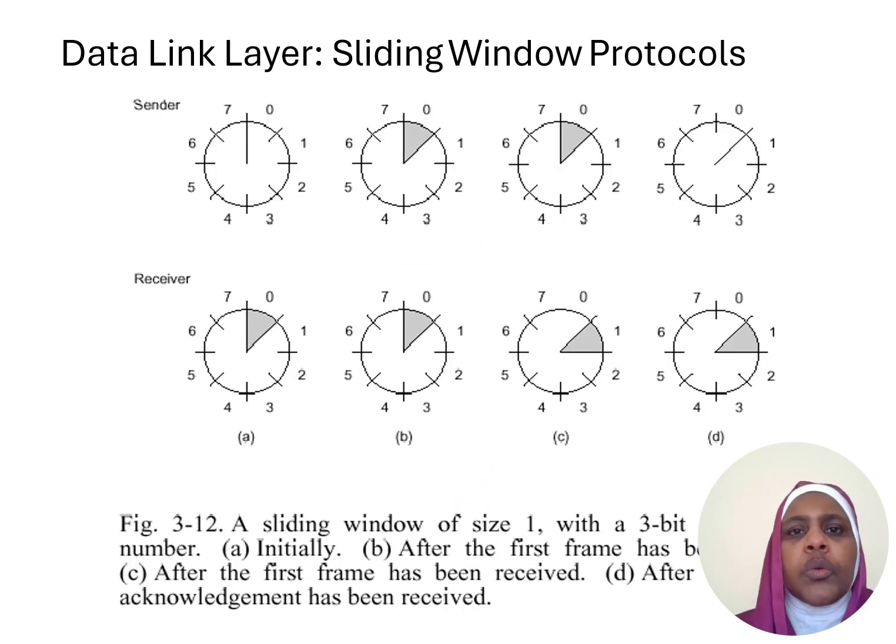This is an example for a 1-bit window with a 3-bit sequence number, that's to say from 0 to 7. At first, there is no outstanding frame at the sender, and the receiver window indicates that it's waiting for frame 0. In the second part, the frame was sent to the receiver. At the third part, the frame was actually received by the receiver. At the fourth part, the acknowledgement was sent to the sender, and now there is no outstanding frame. The receiver is waiting for frame 1.